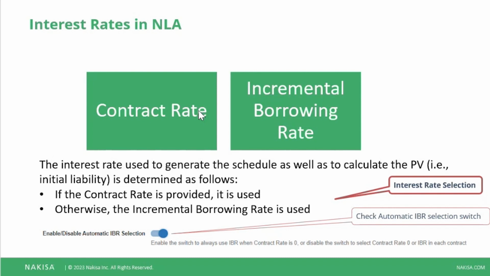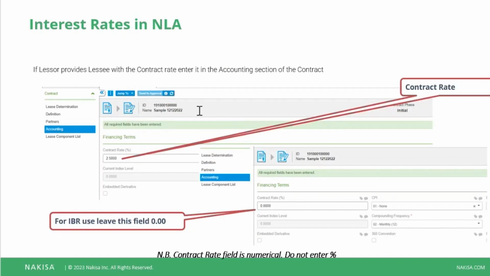It's very important also that you consider some of the switches that we have in the back end, in the admin page, in the manager page, especially the switch related to enable, disable automatic IBR selection. So if the implicit rate is 0, you want the system to consider the incremental borrowing rate. And for the implicit rate, in the accounting section of the contract, this is the placeholder where you enter it. Remember, it's a numerical field. You don't need to enter any special symbol. You don't need to do anything else.